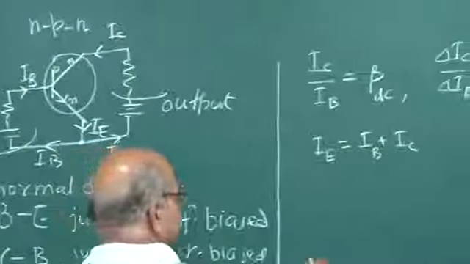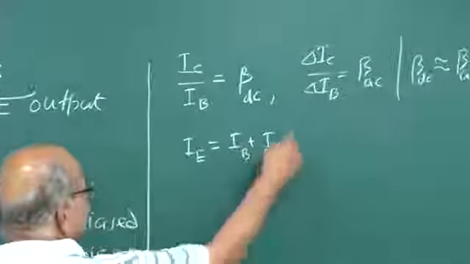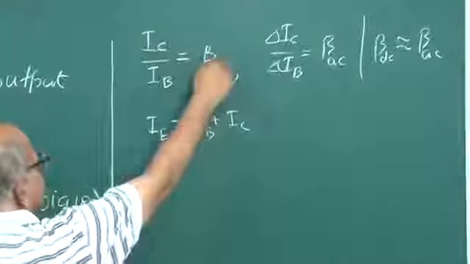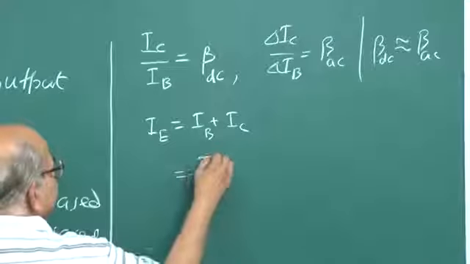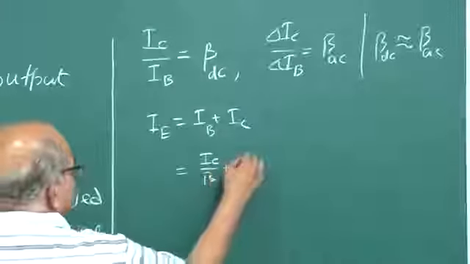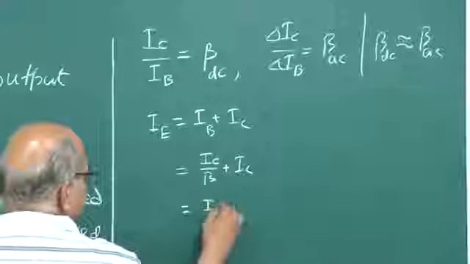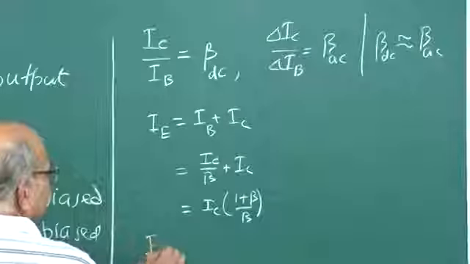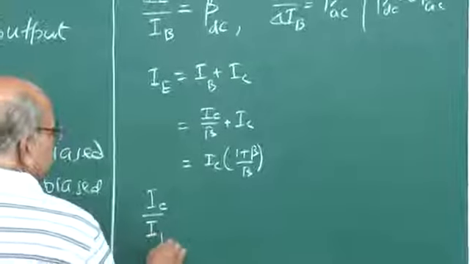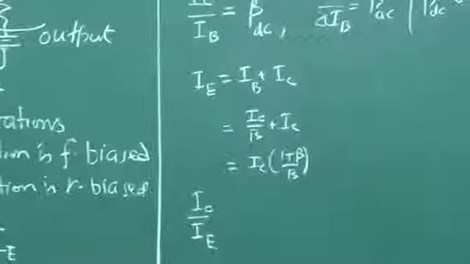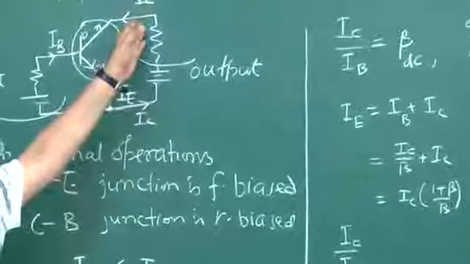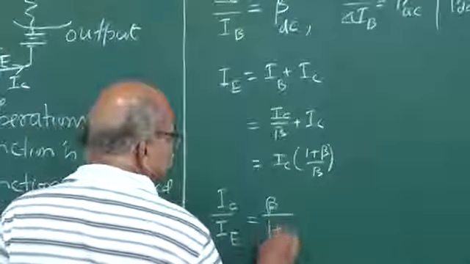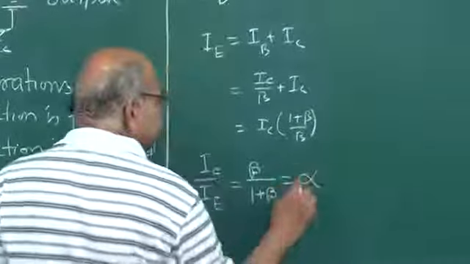And then for this IE, if you take this IB as IC divided by beta, this will be IC divided by beta plus IC. So, it is IC common, (1 plus beta) over beta, and hence you have IC over IE. Another useful parameter: what fraction of the emitter current is going through the collector part. So, that is this fraction. This fraction is beta over (1 plus beta), and this is known as alpha. This is written as alpha.